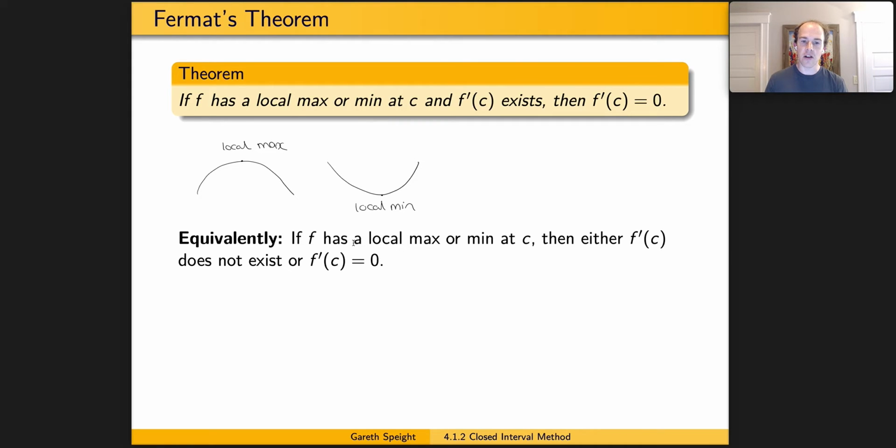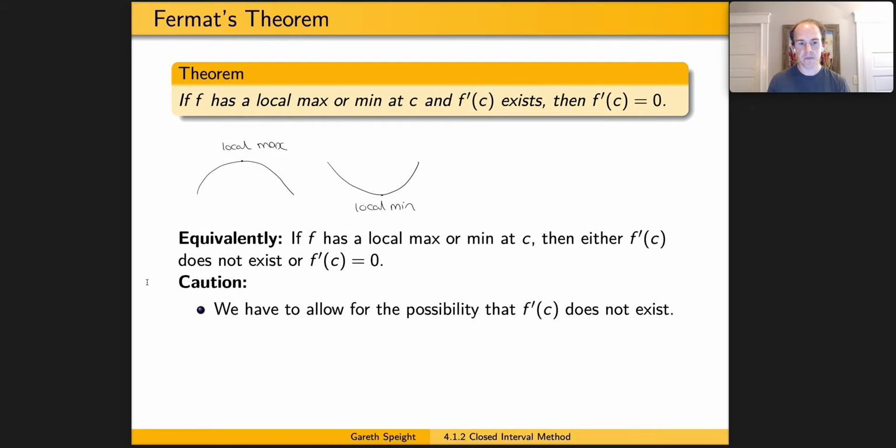Okay, but this is saying the local max and min lie among these points on the right side, but it doesn't say that every point on the right side is a local max or a local min, right? So it helps us narrow down where the local max and local min are, but it doesn't tell us all the points that are local max and local min. Let me say a few words of caution. We have to allow for the fact that f prime of c might not exist at the local max or local min. So we have to include f prime of c does not exist.